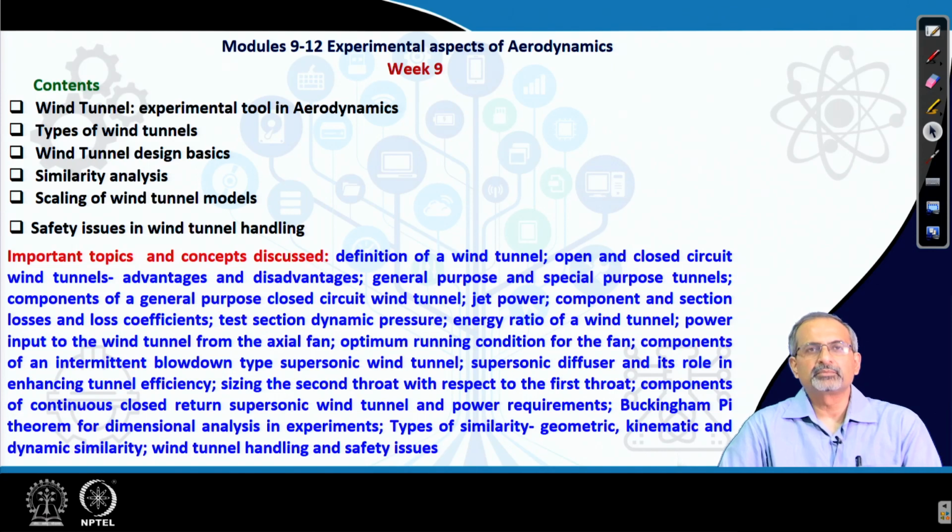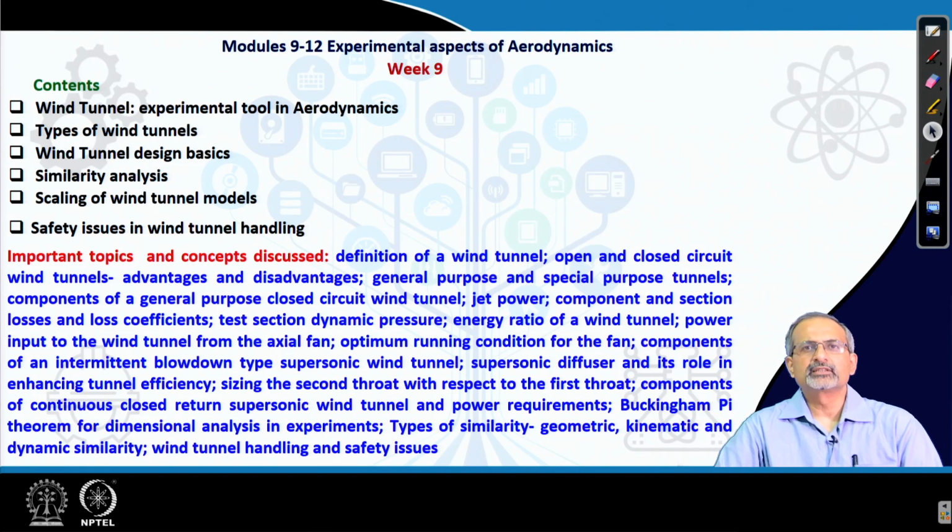Components of a general purpose closed circuit wind tunnel were discussed, and then we looked at concepts of jet power, component and section losses and loss coefficients, test section dynamic pressure, energy ratio of a wind tunnel, and then how we can calculate the power input to the wind tunnel from the axial fan that runs the wind tunnel, and also the optimum running conditions for the fan so that you have an efficient operating point.